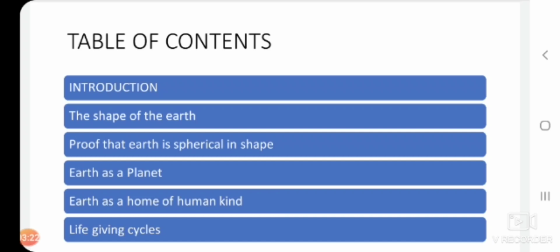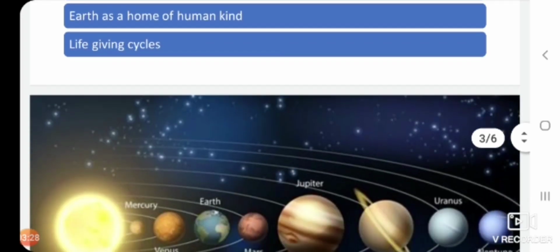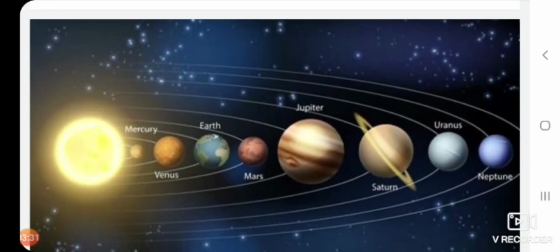Okay children, this is the table of contents for your first chapter, which is Earth as a planet. As I spoke to you, the family of the sun is called the solar system. As you are aware of the solar system from the lower classes, from class 3 you are learning about these planets, and the Earth is the third planet in the solar system, where life exists, and where life is possible only on this planet. Why is life possible on Earth? We will look into it slowly in the upcoming video.